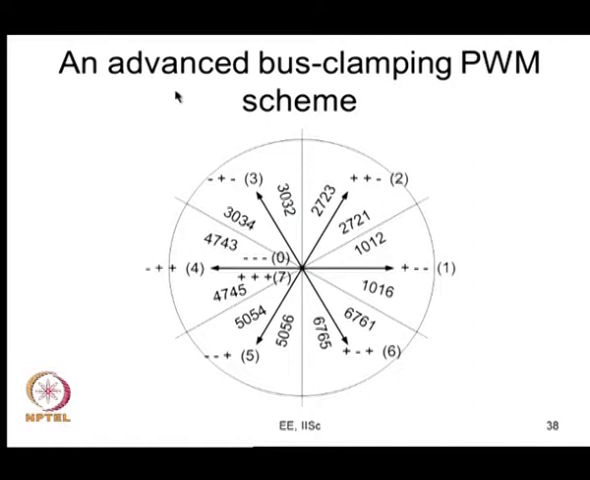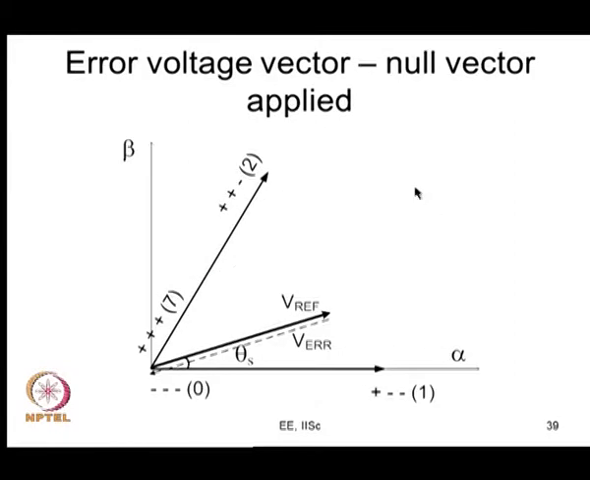So, this is one example of an advanced bus clamping PWM scheme. You can think of various such advanced bus clamping PWM schemes. Quite a few of them have been reported in the literature recently.